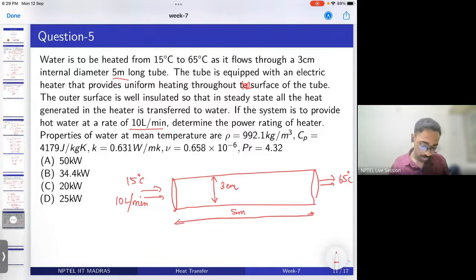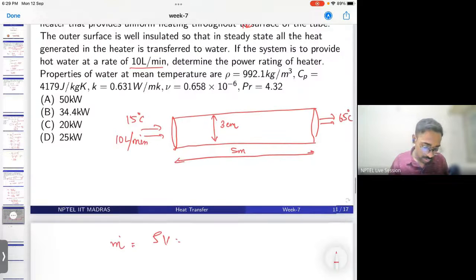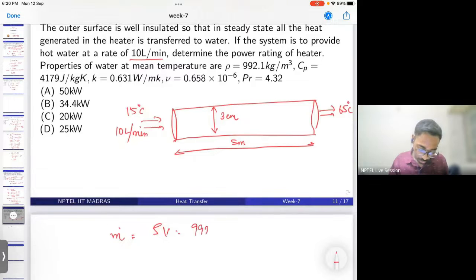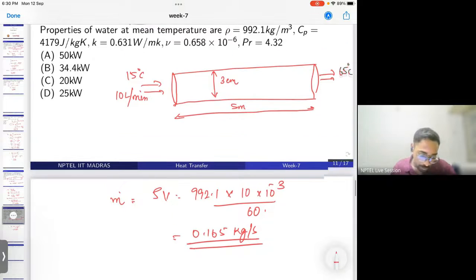That is the question. So first we need to find out the mass flow rate of water, that is rho V, that is 992.1 into 10. We need to convert it into meter cube, 10 raised to minus 3 meter cube, and into seconds, 60. So we get 0.165 kilogram per second as the required mass flow rate for this case.